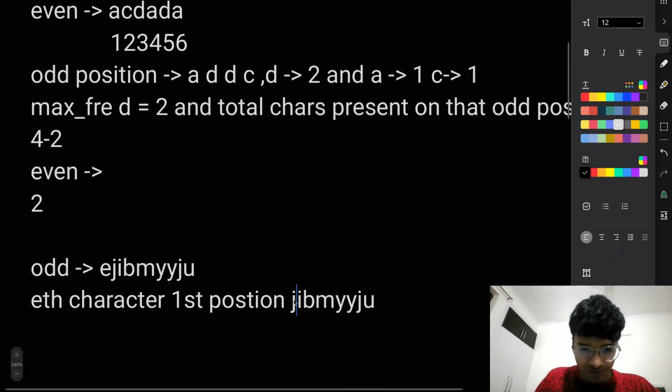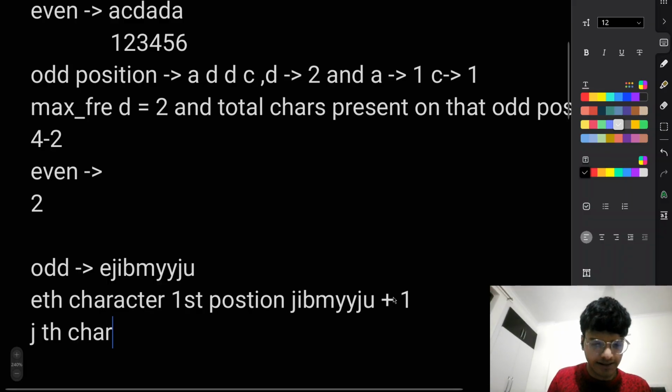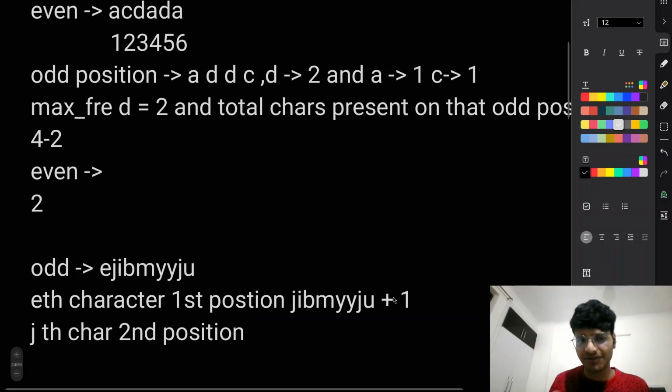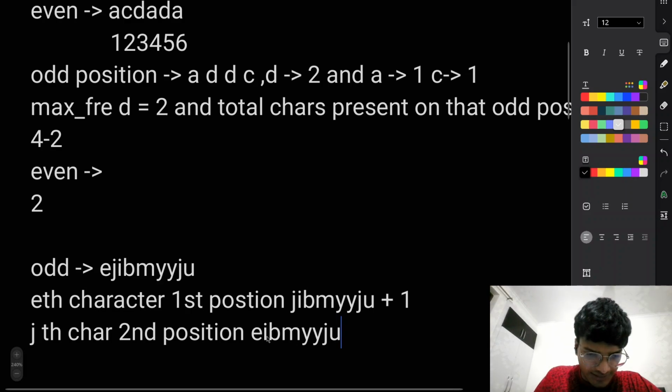Okay, that we have done for the even part. That is J, B, then minimum operation so far, then plus. Since we have done the first operation, now we come to if we remove this jth factor, that is the second position character, what would we be left with? E I B M Y Y J E. Okay, so we are left with this.